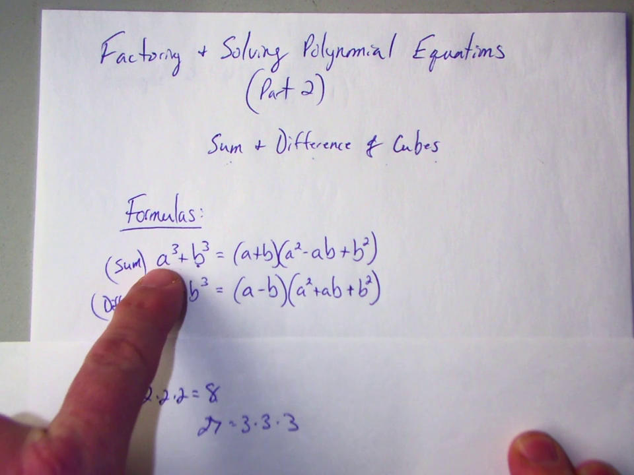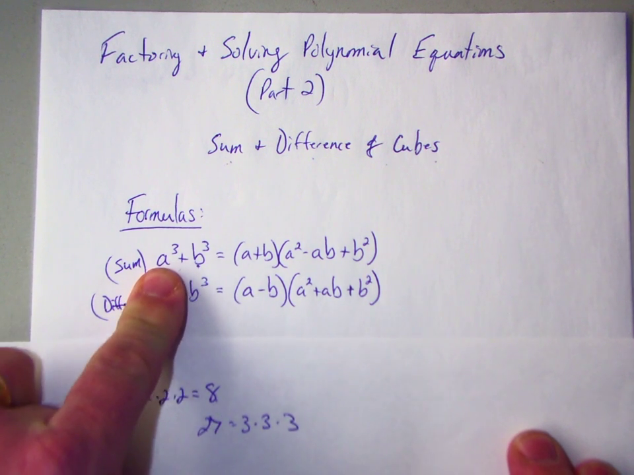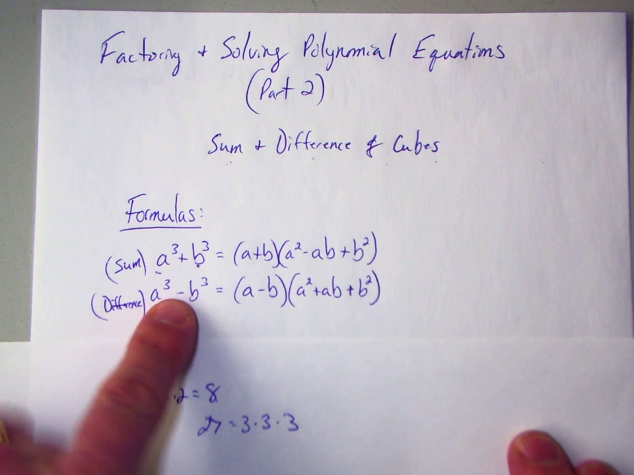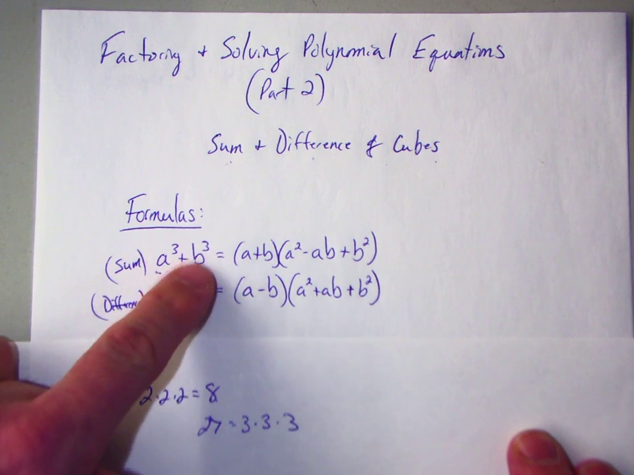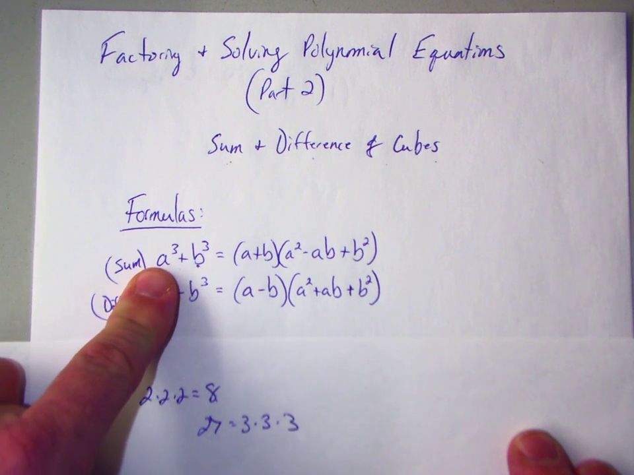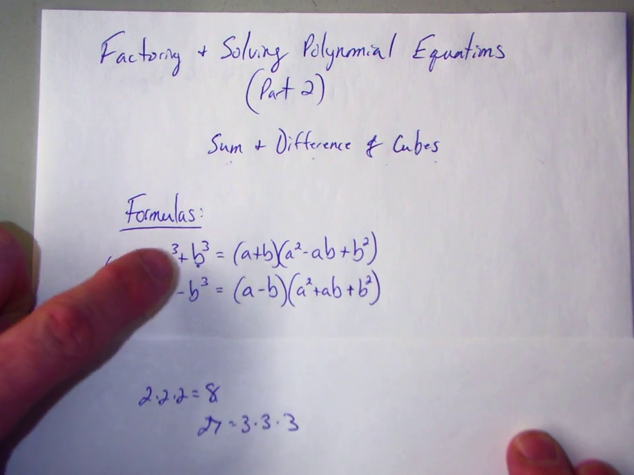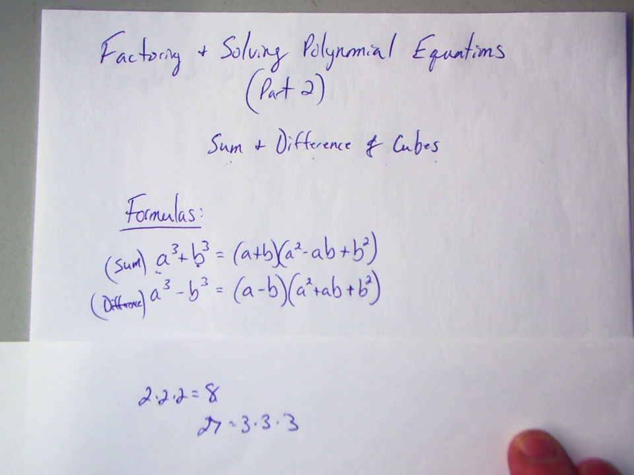So if both of these terms are a number that you can multiply by itself 3 times, then they are perfect cubes. And if they are perfect cubes, it doesn't matter if we are adding or subtracting. As long as the two terms are perfect cubes, in other words, a number multiplied by itself 3 times, then I can factor it into either of these two forms, depending on if I'm given a plus or a minus.